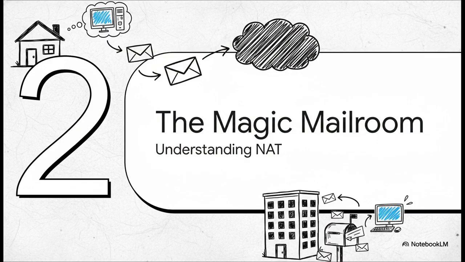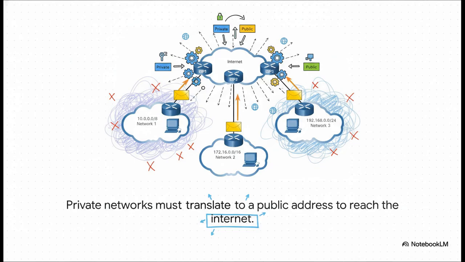Okay, so that leads to a really big question, right? If all our computers have these private apartment number addresses, how in the world do they send and receive mail from the global internet? It feels like we're missing a step. And this image shows the problem perfectly. You've got three totally separate networks, and guess what? They could all be using the exact same private addresses inside. You can't use those on the public internet because they're not unique.